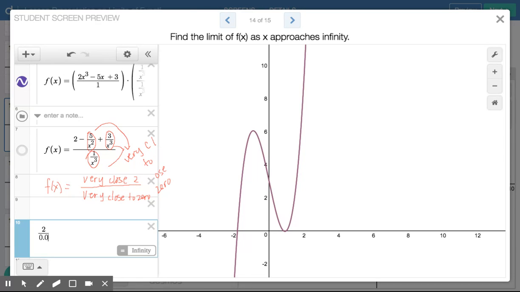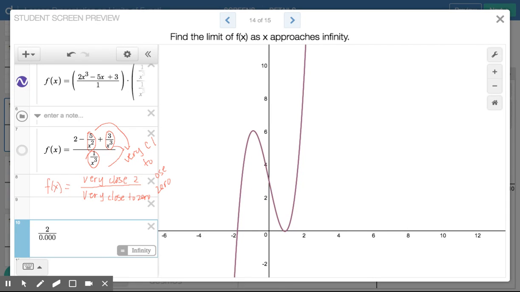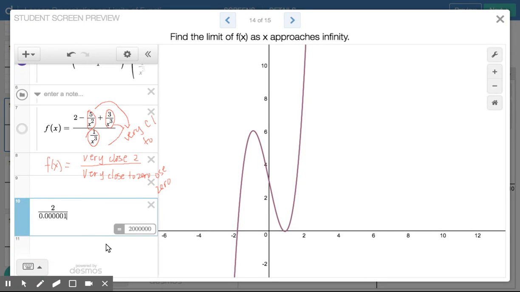What happens if I get even closer to 0? If I have 0.001, then I get 2000. If I make it 0.0001, now it's 20,000. So as we make the denominator closer and closer to 0, f of x becomes larger and larger. So therefore, we say that the limit of f of x as x approaches infinity is also infinity.